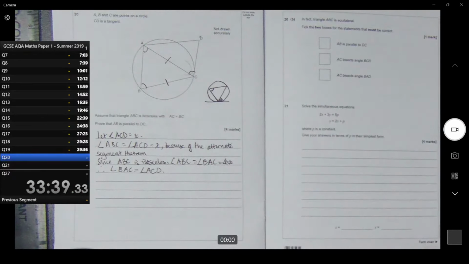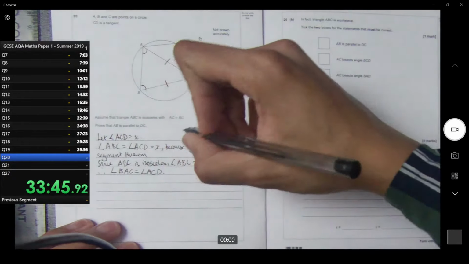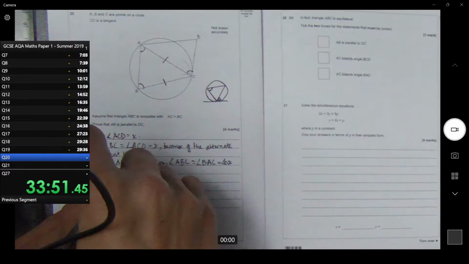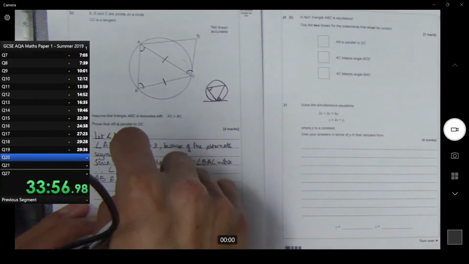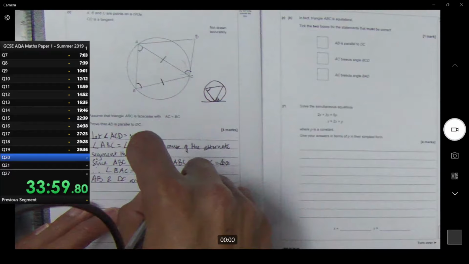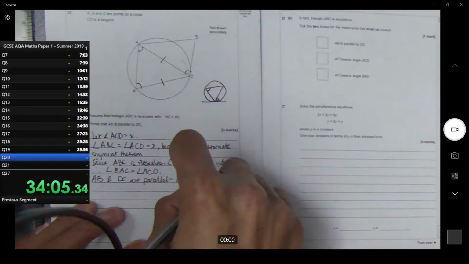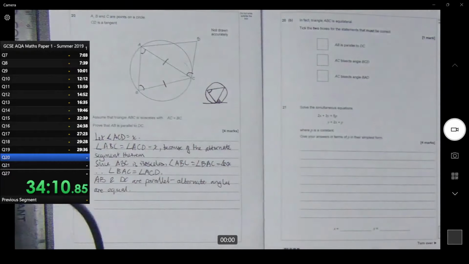Okay, there are a few technical difficulties there, so we'll continue with this. Right, so those two angles are equal, so that means AB and AD, or actually it's DC, are parallel. That's because of the alternate angles. Alternate angles are equal. Okay.